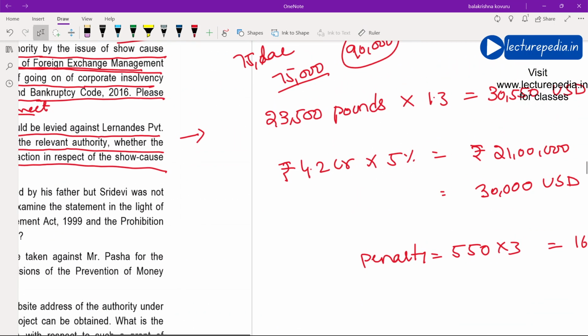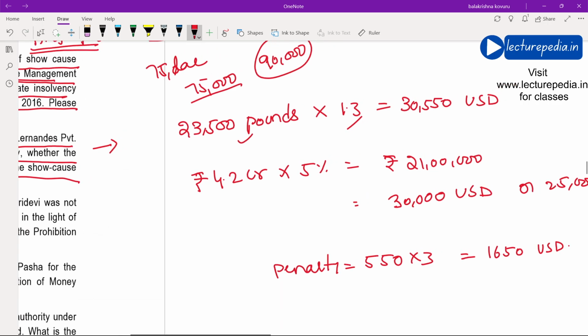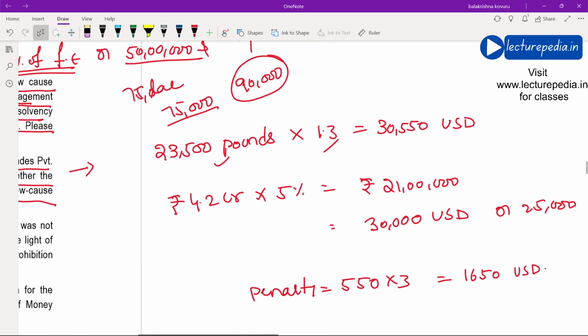Yeah, see, it has made a payment of 23,500 pounds. Now in the case study, the exchange rate given for dollars to pound is 1.3 US dollars. Thereby, if you convert these pounds into US dollars, it would turn out to be 30,550 US dollars. This is the actual commission that has been paid.